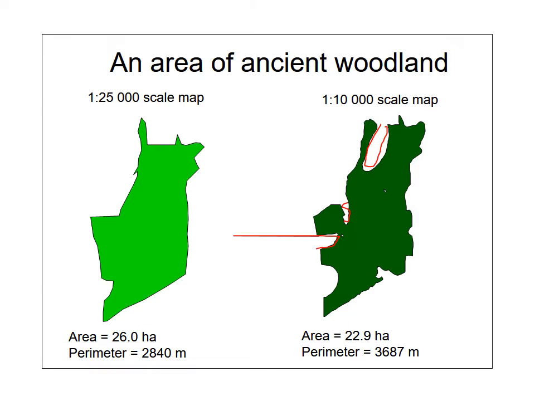This thing is missing. It has some serious consequences. Our low resolution area has a larger area than our high resolution map, and the perimeter in our high resolution is much longer than in our low resolution. So the scale of the data can affect the values that we obtain.